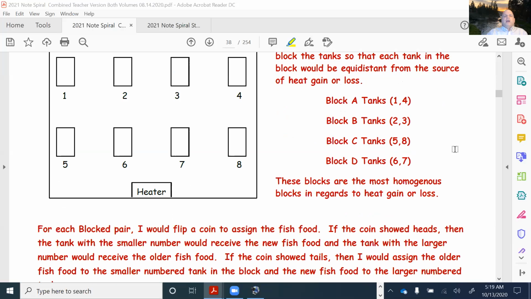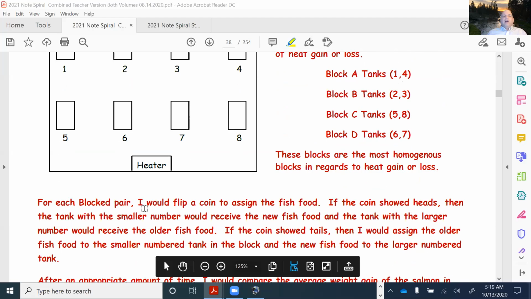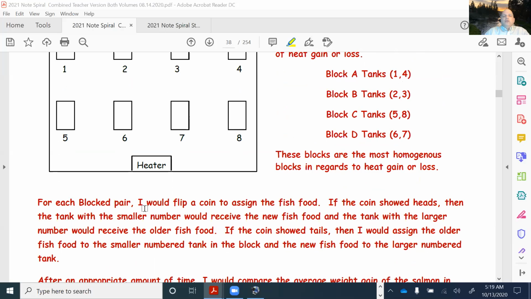Then I need to talk about how I'm going to do the assignment. For each block pair, in other words, after I've blocked, I would flip a coin to assign the fish food. If the coin shows heads, then the tank with the smaller number would receive the new fish food, and the tank with the larger number would receive the older fish food. Didn't have to do it that way, but I need to basically handle 4 different scenarios. I'm going to need to do it for block A, block B, block C, block D. I'm choosing to flip a coin, and that's the way I went about it.